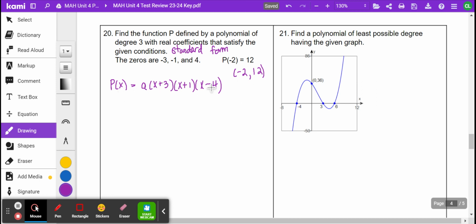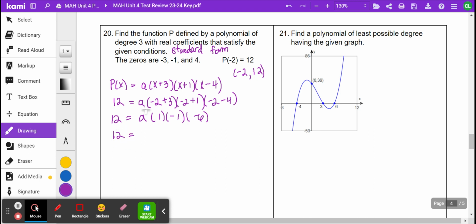So right now, what I'm going to do is 12 is the y. That goes over here. And then x can be replaced with -2 because that's the value that they plugged in to get that 12. And here we go. That's a 1, that's a -1, and that's a -6. So when I simplify, what I'm getting is 6a. And then to solve for a, I'll just divide both sides by 6, and I'm going to get 2.